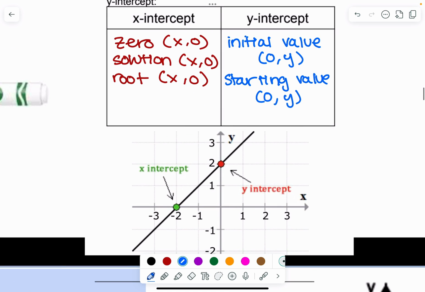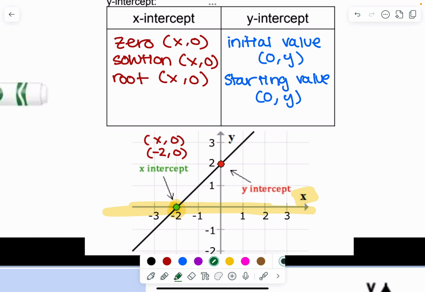So if we were doing this right here, my x-intercept would be x, comma, 0. So if I'm looking at my x-axis, I touch at -2. So it would be -2, 0.